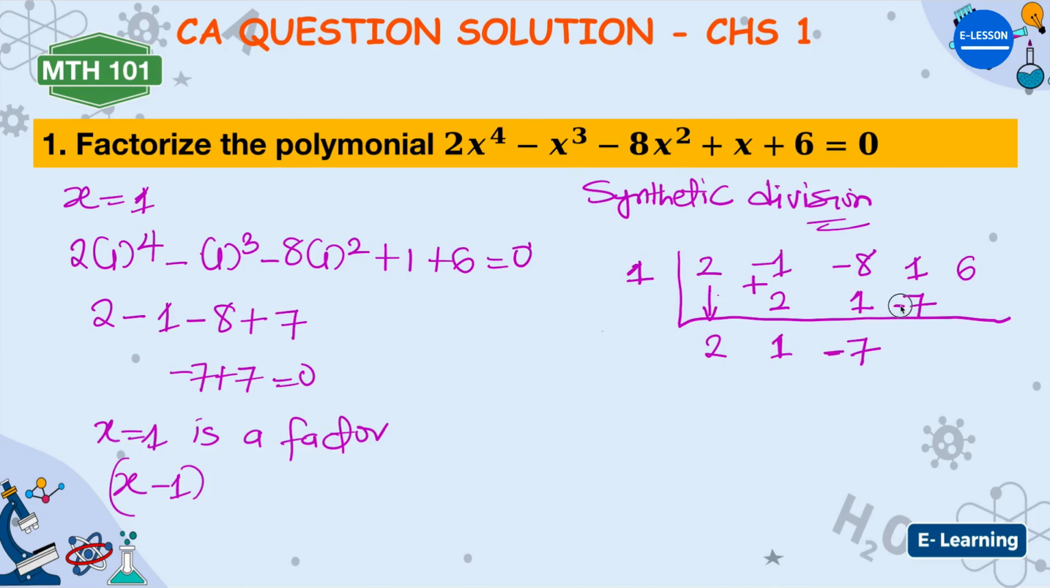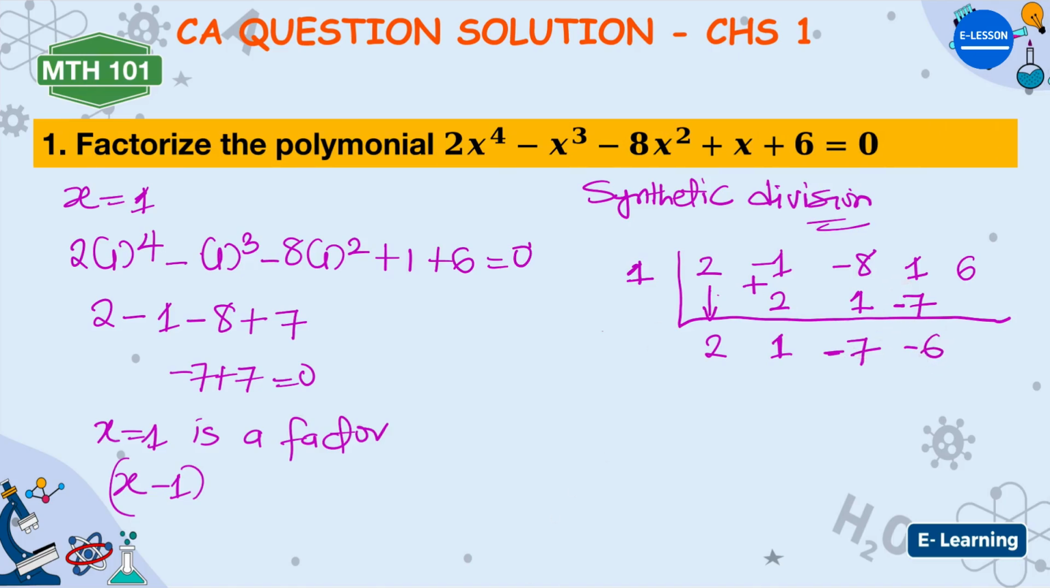So this one will give us minus 7 here, because 1 times this, minus 7, you use this one to multiply what we have here, minus 7. Then you add these two. 1 plus minus 7 will give us what? Minus 6. Is that okay?